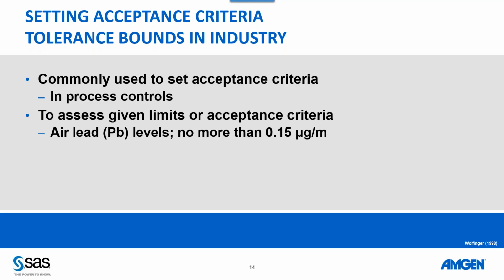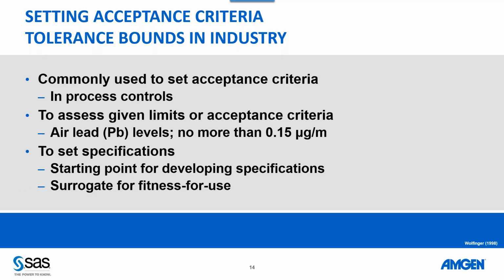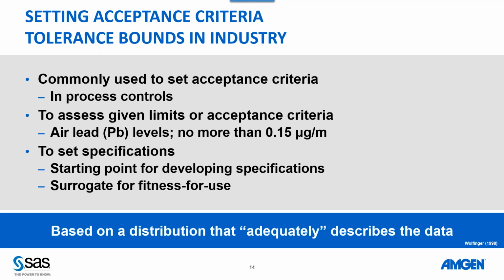If we're above that, then we have an issue. We can use them to set a specification. Sometimes people take the bounds as a specification, which is not truly recommended. What I suggest is that those are starting points for the SME, the subject matter expert, to define or start working on the specifications. But all these limits are based on a distribution that adequately describes the data.